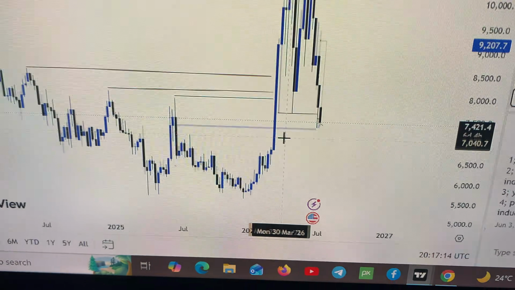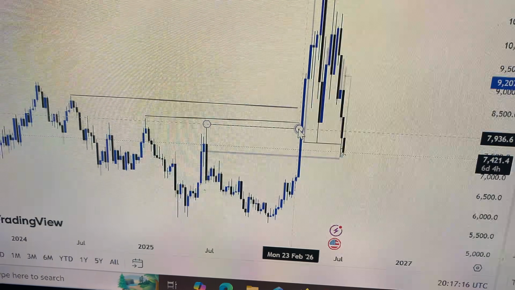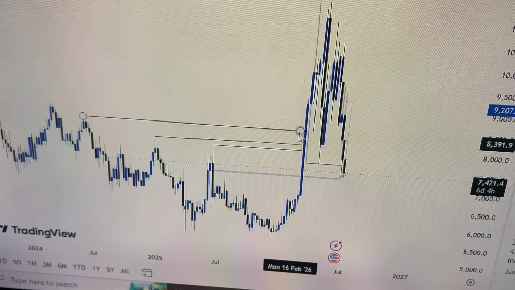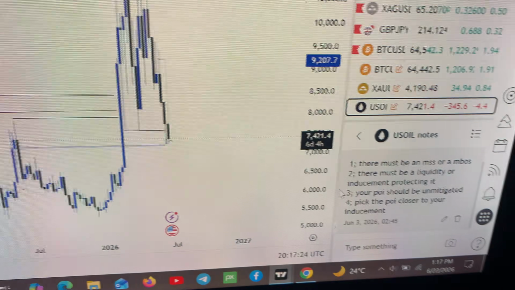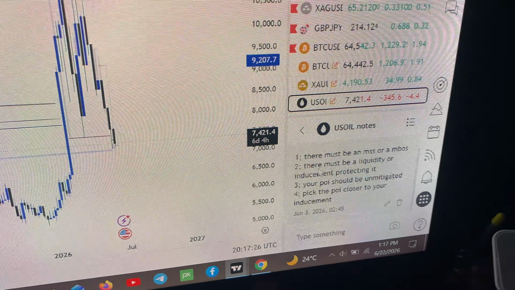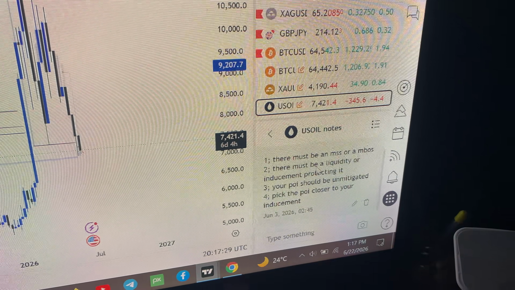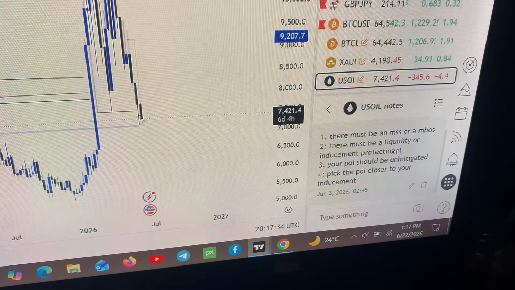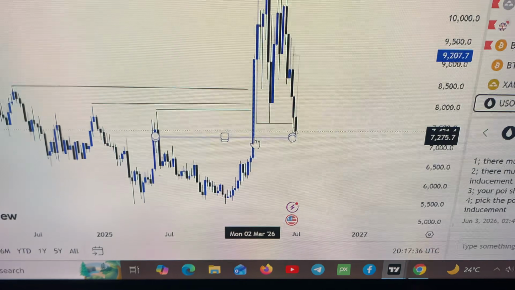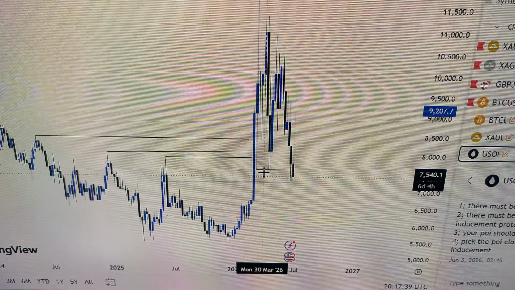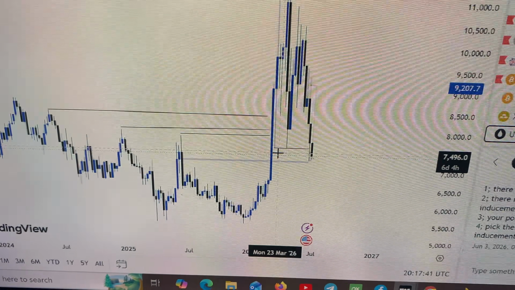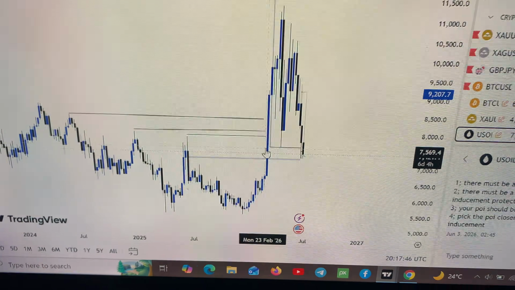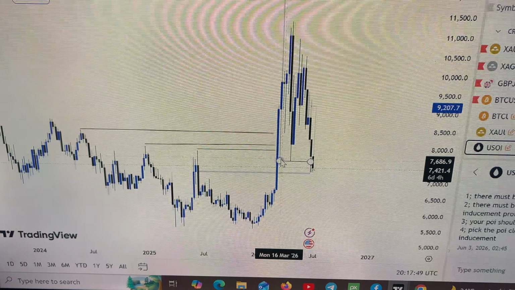What do we have right here? A multiple break of structure. We saw that this high was taken out, this high was taken out, this high was also taken out. Then rule 2 says there must be an inducement or liquidity protecting it. Right here, I made a mistake. There must be a liquidity or inducement protecting it. So which one is our inducement? Our inducement is the first value pullback that happened after a market structure shift or a multiple break of structure. So we have gotten our market shift, and we have gotten our inducement, which is this first pullback right here.